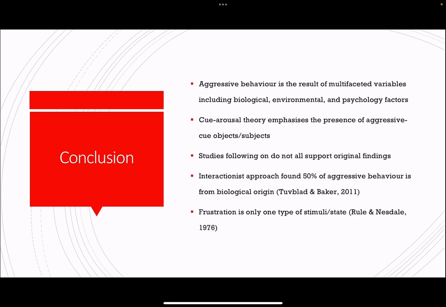Lastly, the cue arousal theory places emphasis on that individuals are already in a state of frustration. However, this is only one type of stimuli. Individuals can be in other states of being, and if subject to an aggressive cue object, aggression can be aroused again.